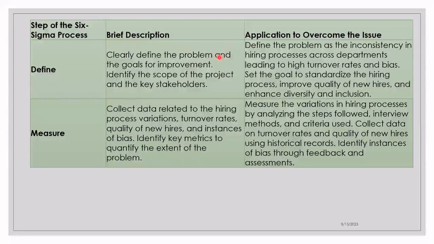Clearly define the problem and the goal for improvement. Here you have a problem, and in addition to that, you are going to write the goal of the improvement. Identify the scope of the project and who the key stakeholders are. Those are the main areas that we are going to cover under define. Clearly define the problem, because without defining the problem very clearly, you don't have a chance to address it. At the same time, this is the problem you are going to improve, so you are going to set the goals for it.